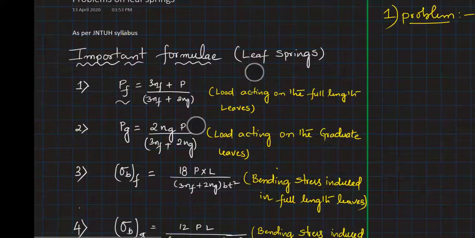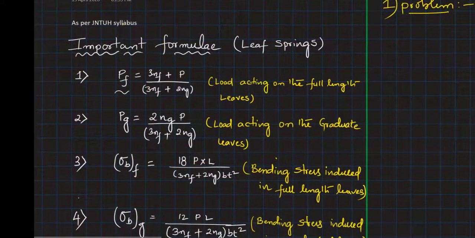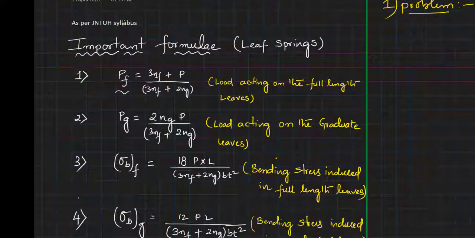Now here you can see the first formula. The first formula that you are seeing on the screen is PF. Here PF is the load acting on the full length leaves. Since we have already discussed in the earlier video lecture, the leaf spring leaves are divided into two groups: full length leaves and graduated leaves. So the load that is taken by the full length leaves can be calculated by using this particular formula.